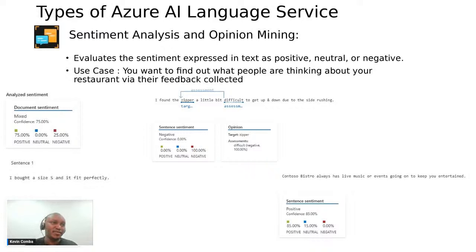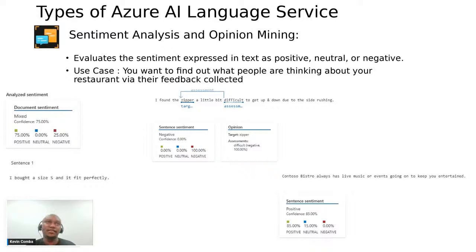And sometimes if we say something like "I bought a size S and it fits perfectly", then "perfectly" will be the assessment targeting the size, and it will give something like a positive of 75%.